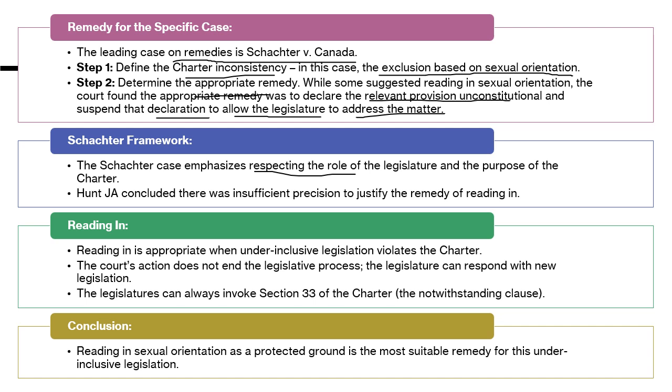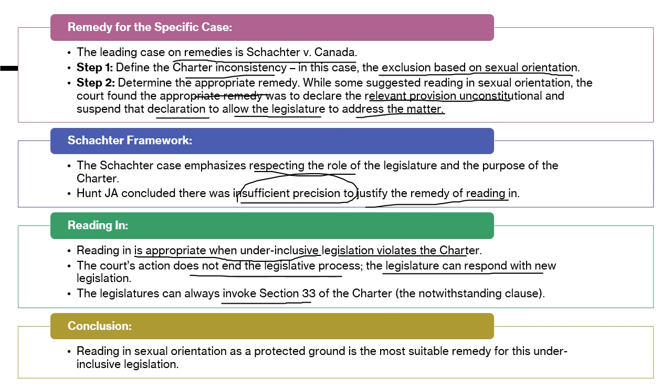Hunt J.A. concluded there was insufficient precision to justify the remedy of reading in. Reading in is appropriate when under-inclusive legislation violates the Charter. The Code section does not interrupt the legislative process. The legislature can respond with new legislation. Legislatures can always invoke section 33 of the Charter. So what was the conclusion? Reading in sexual orientation as a protected ground. So here the remedy was reading in, the most suitable remedy for this under-inclusive legislation.